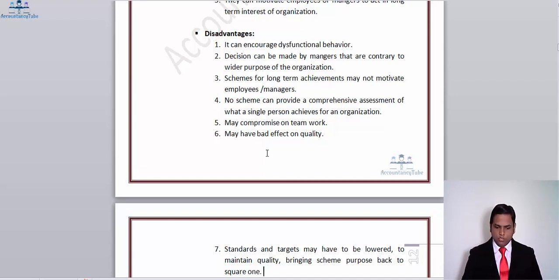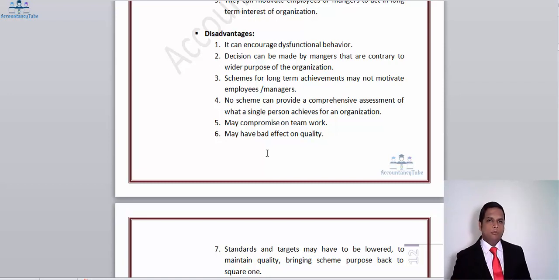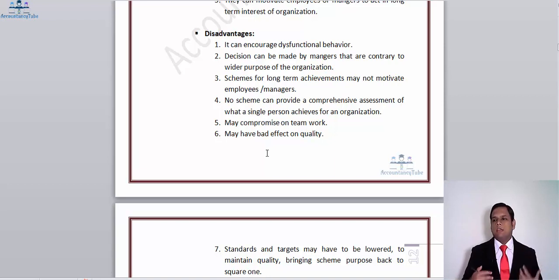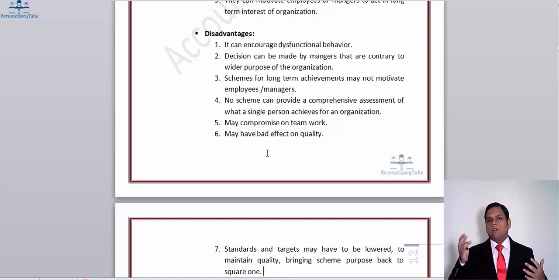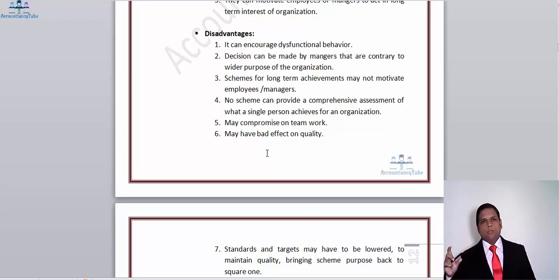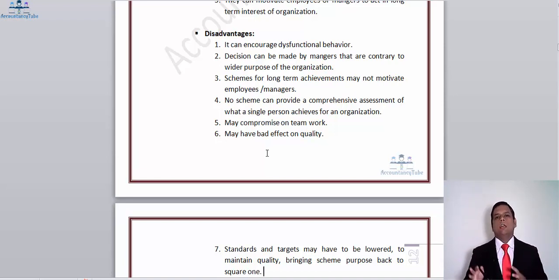After that, we have got no scheme can provide a comprehensive assessment of what a single person achieves for an organization. This is a fact. No company in the world can claim that they know exactly the level of performance which each employee is contributing toward the organization as a whole. No one can do that. It's a team effort, and every person from a janitor, you can say the security guard of a company, to the director has their share in the organization.